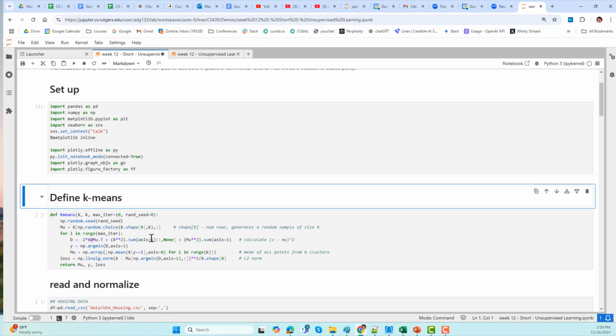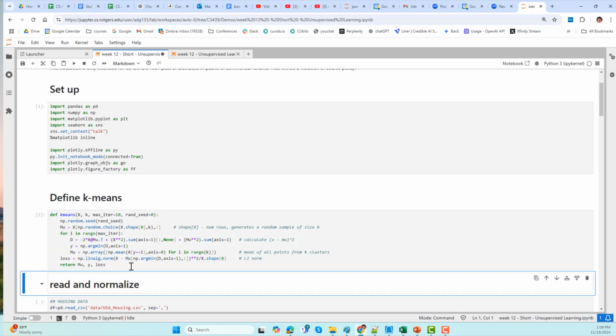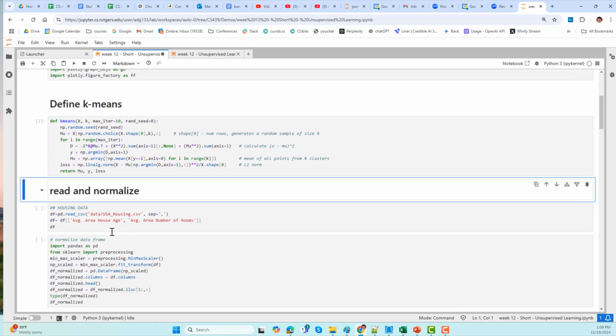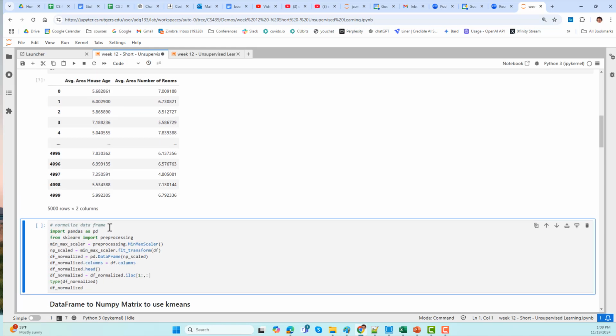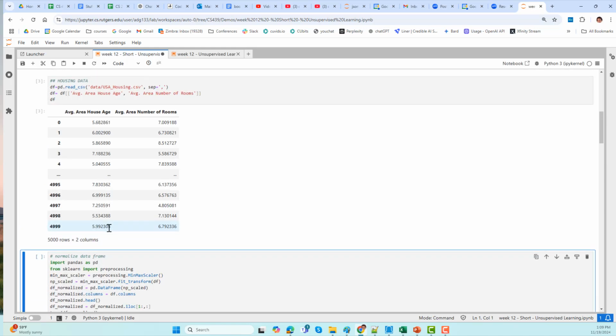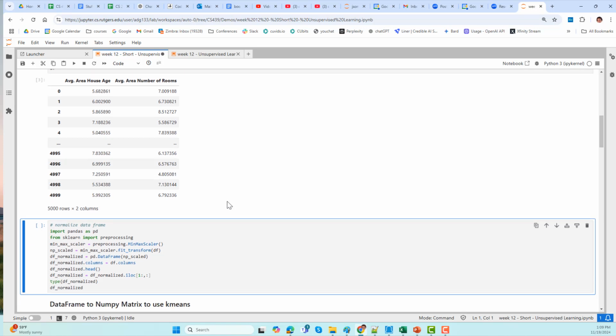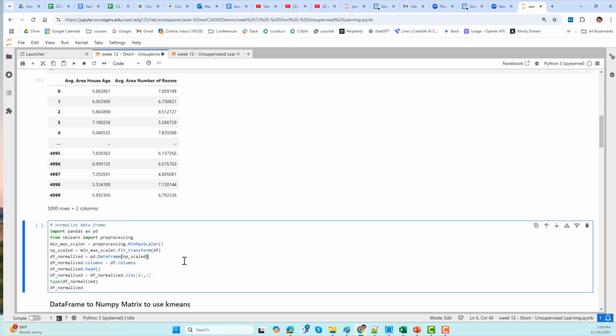So this is the function you saw in the lecture, which is defining how to find the k-means. This is the k-means function with matrix x, k, and the number of iterations. Now in this case, we're going to use a real data set which has 5,000 rows of housing data, but we're just going to focus on two features, the house age and the number of rooms. So here's the data file with 5,000 things, but we only consider two columns here.